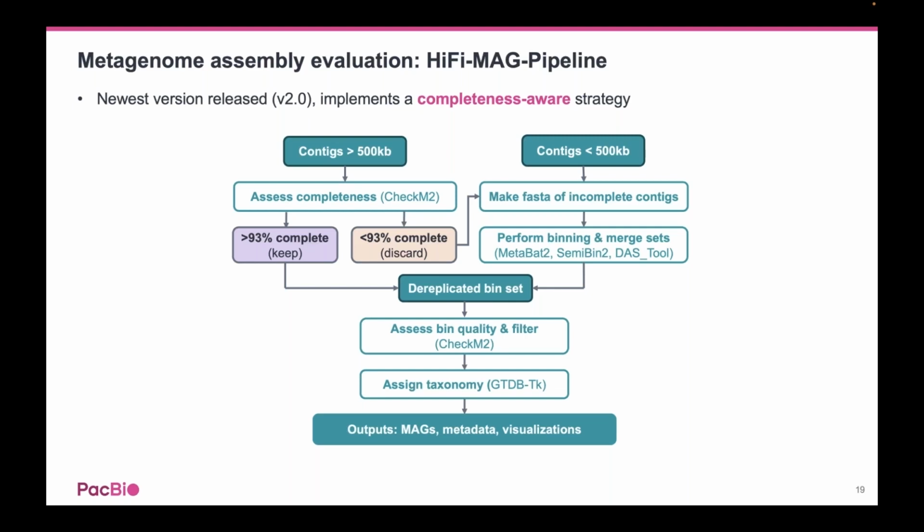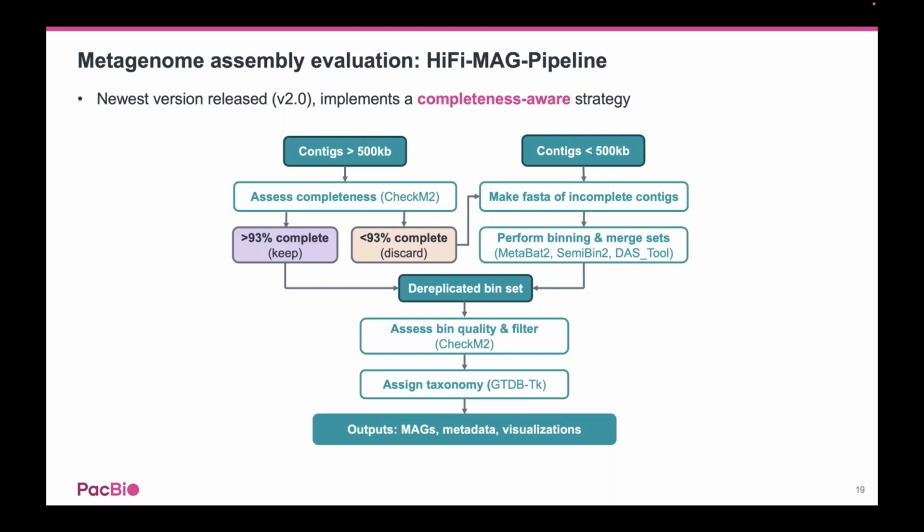We then take that incomplete contig set and perform binning only on those contigs. Here we're using MetaBat2 and SemiBin2 using long read settings. We compare and contrast, dereplicate and merge those using DAS Tool. And so then we move those bins into the dereplicated bin set as well.